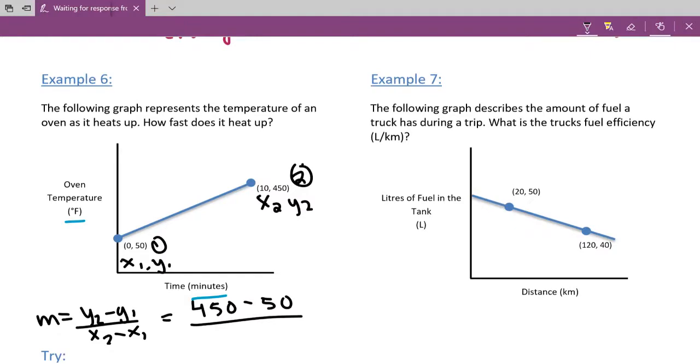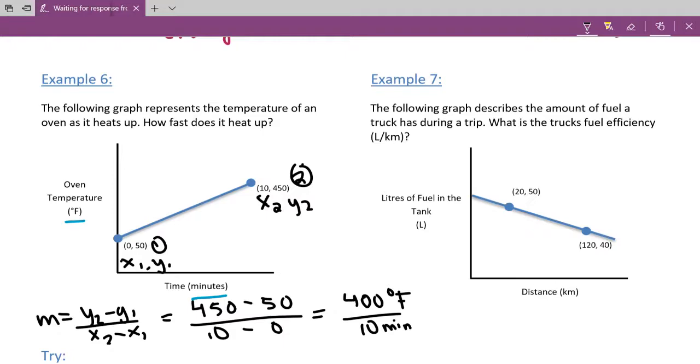And then in terms of time, my denominator is going to be my comparison of x's. Again, going back to that second point, 10 minutes later, subtract the 0 minutes from where I started. When I do 450 minus 50, I get 400. Again, let's add some units. That was degrees Fahrenheit. 10, that was minutes. So this tells us it took 10 minutes to heat up 400 degrees.